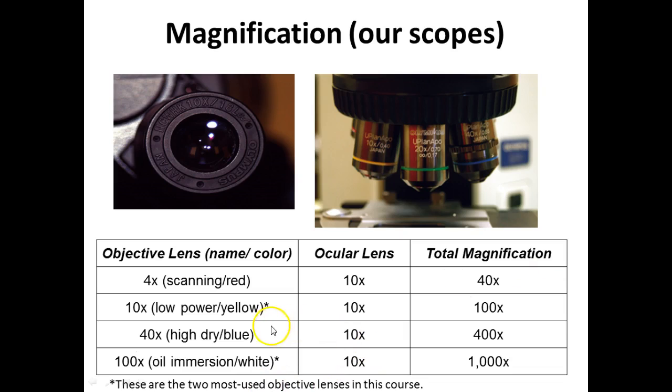High dry, although much higher magnification, this is your blue ringed one, 40x times 10 is 400. This one too isn't enough magnification for looking at bacteria. So we typically just skip over this one. The problem with this one too is that you're not supposed to get oil on this one. If you do, you're supposed to wipe it off. If you don't wipe it off this lens, it will creep in and make this lens permanently blurry.